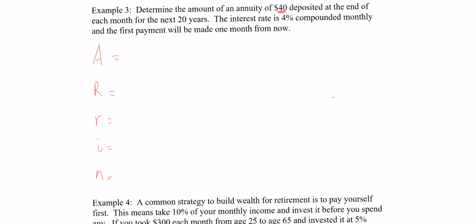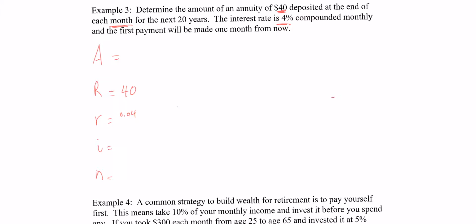As we read through, this represents our deposit, so that is our R value. So we're going to put 40 here, our big R value. At the end of each month for the next 20 years. Look, this is our compounding number. When it says monthly, that means that our compounding number is 12. And look here, the rate is 4%. So 0.04 is our rate.